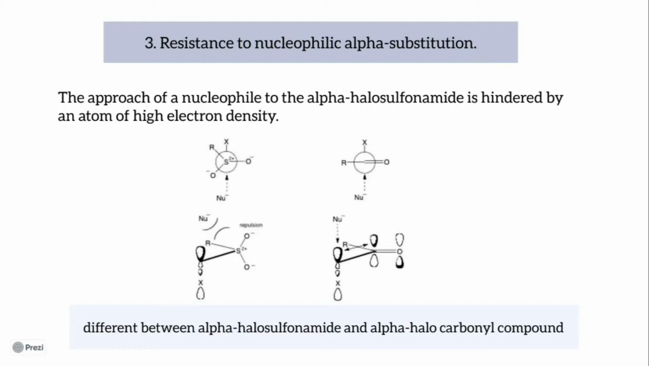The origin of this deactivating effect has been attributed to the steric and polar effect as described by Ingold. The approach of the nucleophile to the alpha-halosulfonamide is hindered by atoms of high electron density. This is in sharp contrast to the comparable approach to an alpha-halocarbonyl compound, where the approach is essentially unhindered and quite possibly actively assisted by interaction with the vacant pi orbital located on the carbonyl carbon atom, which lowers the energy of the vacant sigma orbital of the carbon-halogen bond and facilitates nucleophilic attack.